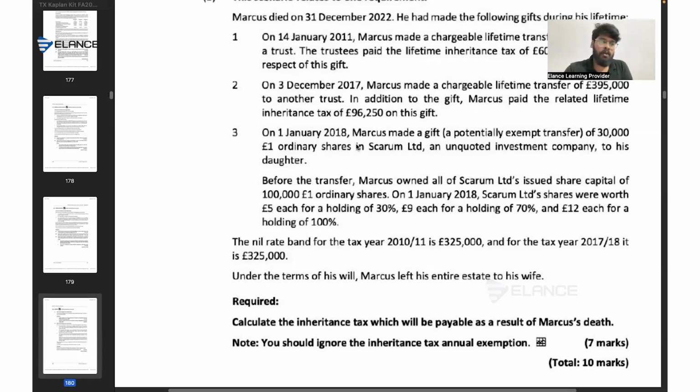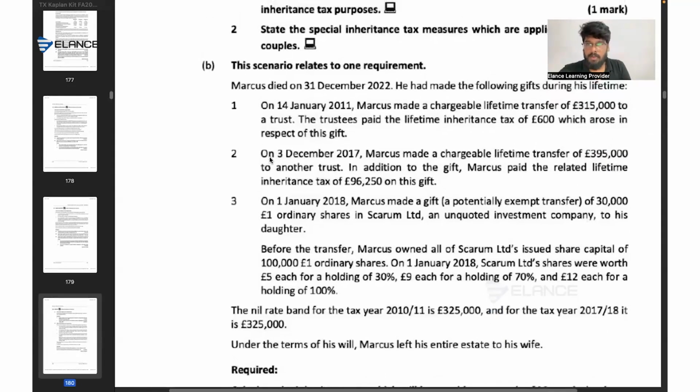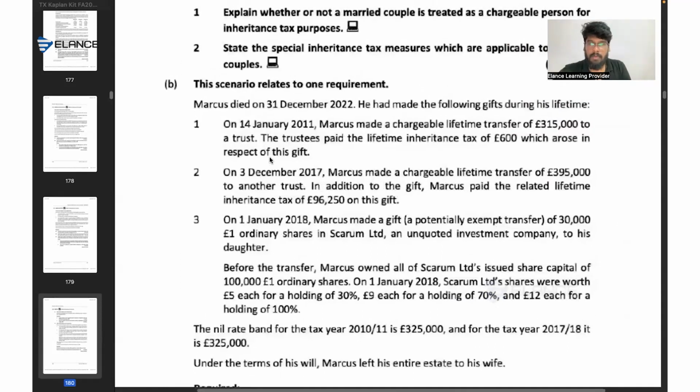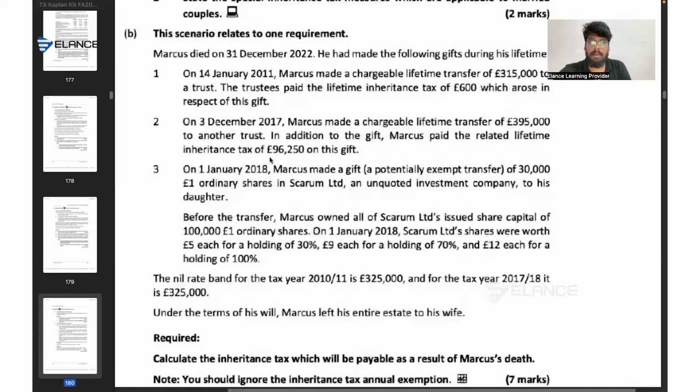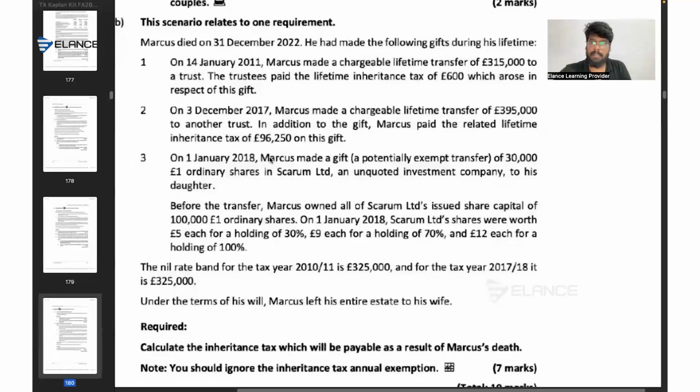For a better explanation, although we are only required to find the tax on death, we are going to find the lifetime taxes also. First we find the lifetime taxes. Is there any lifetime tax arising related to this person? Let us check that. Marcus died on 31st December 2022.